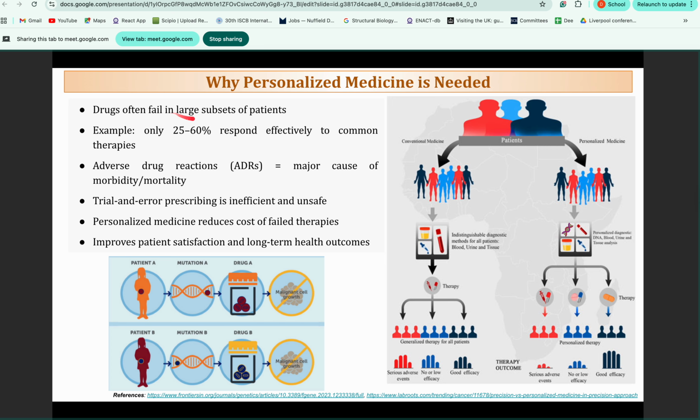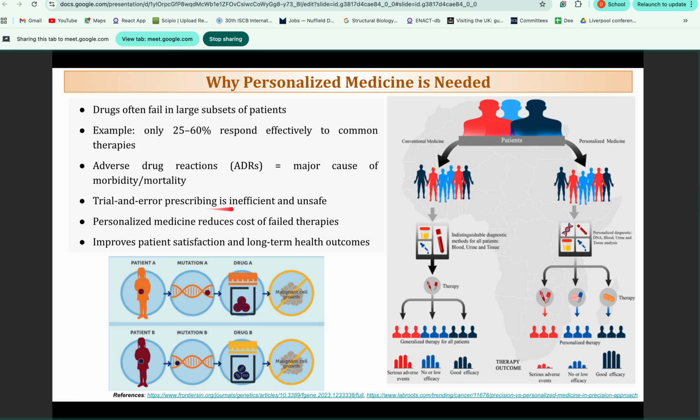So that was observed by different scientists. Later on they understood that we cannot give a universal medicine to all the people. They realized that, for example, 25 to 60% of patients respond effectively to common therapies, and adverse drug reactions were also observed, which led to morbidity or mortality. So many deaths were also observed. Later on it was realized how important personalized medicine is.